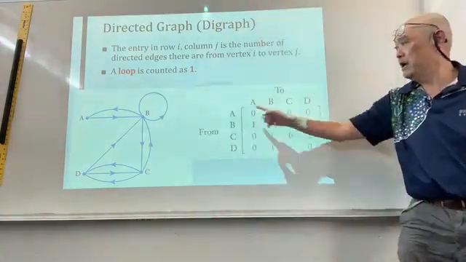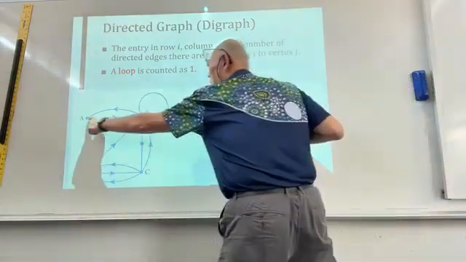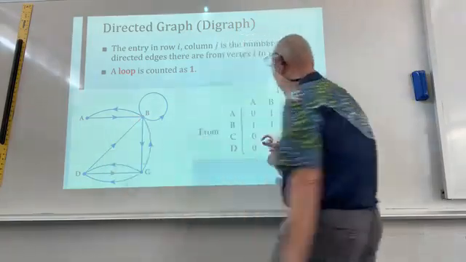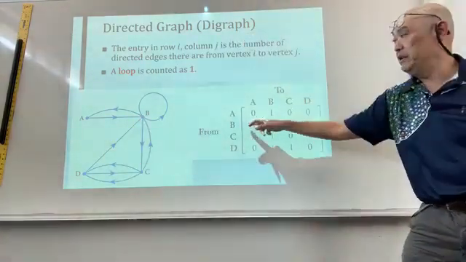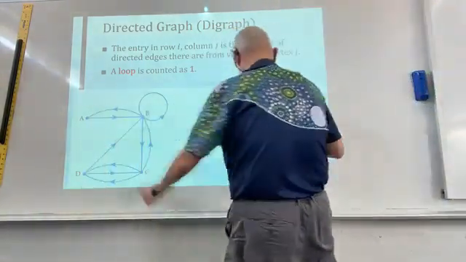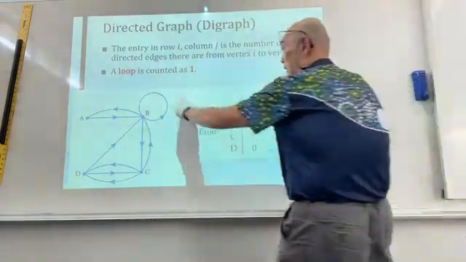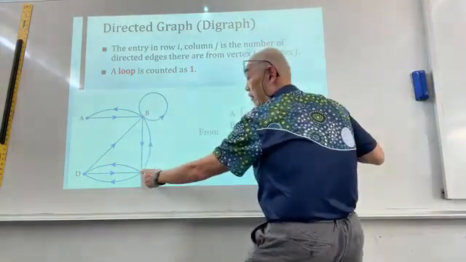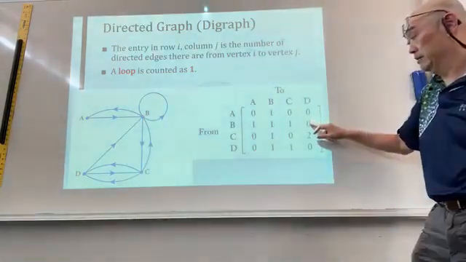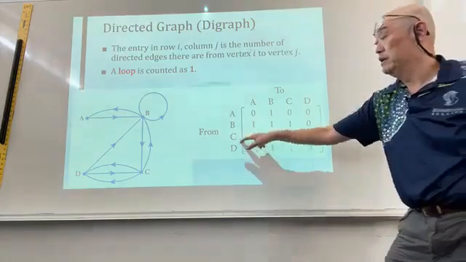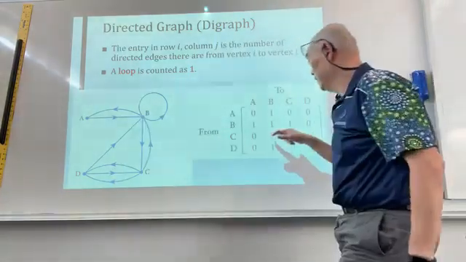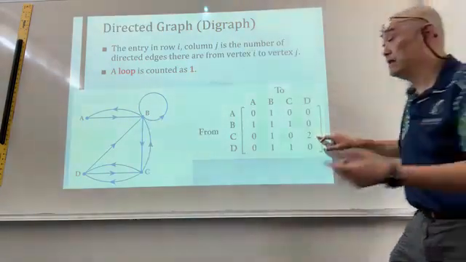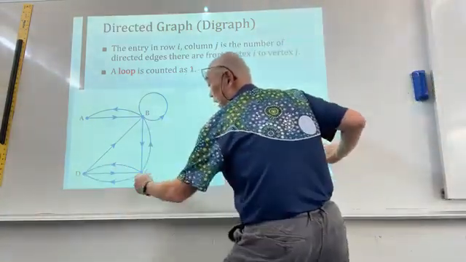So from A to B, that's one way. A to C, there's nothing. A to D, there's nothing. 0, 0. B to A, that's 1. B to B, that's 1. B to C, one way down. B to D, there's nothing. From C to A, nothing. C to B, one way up, 1. C to C, no loops. And C to D, this and this.